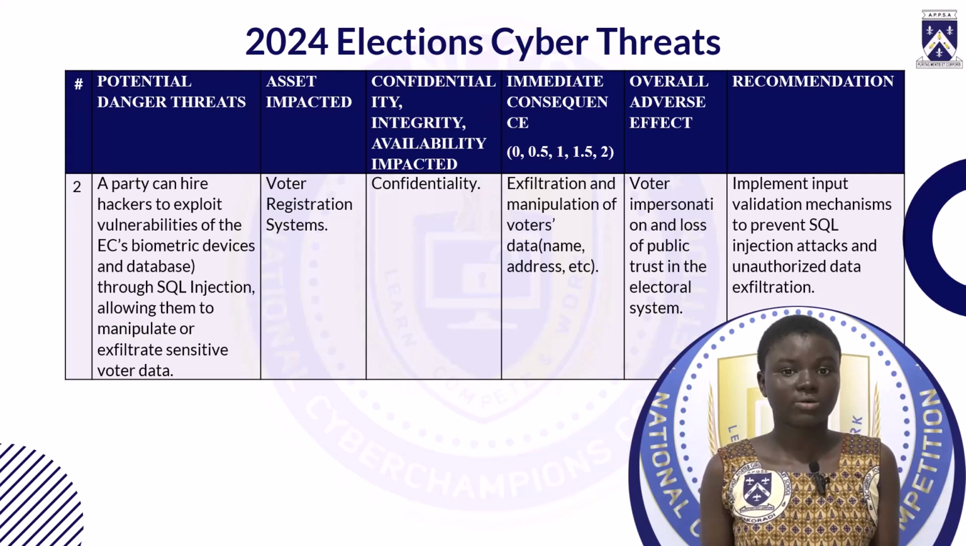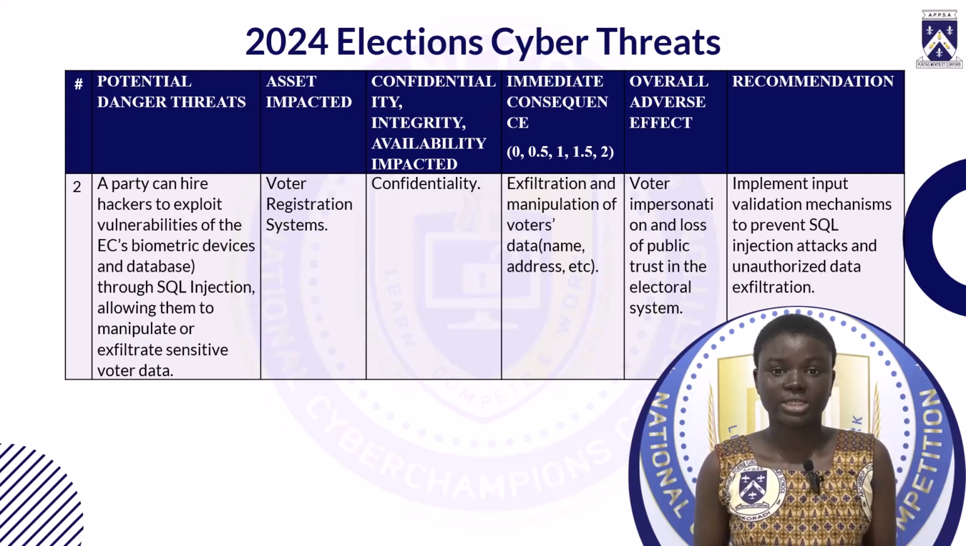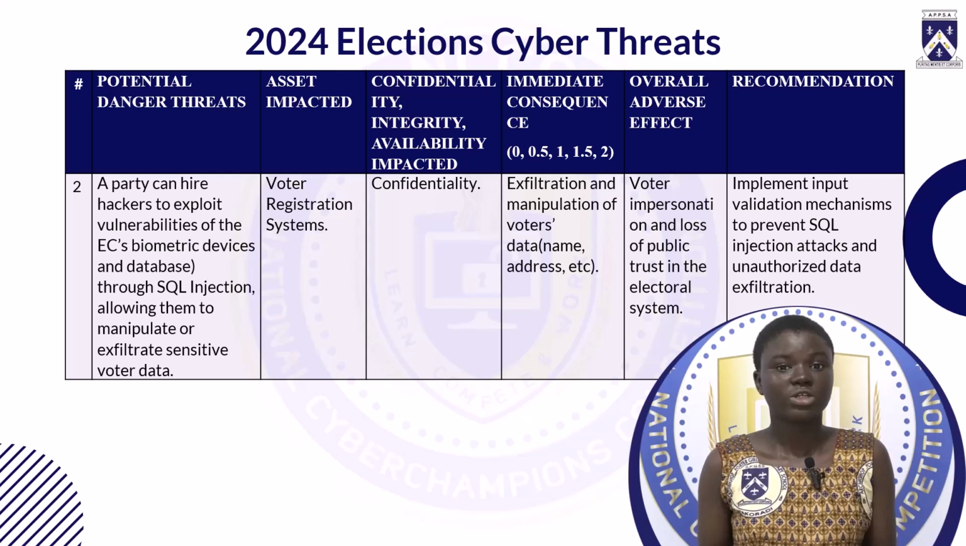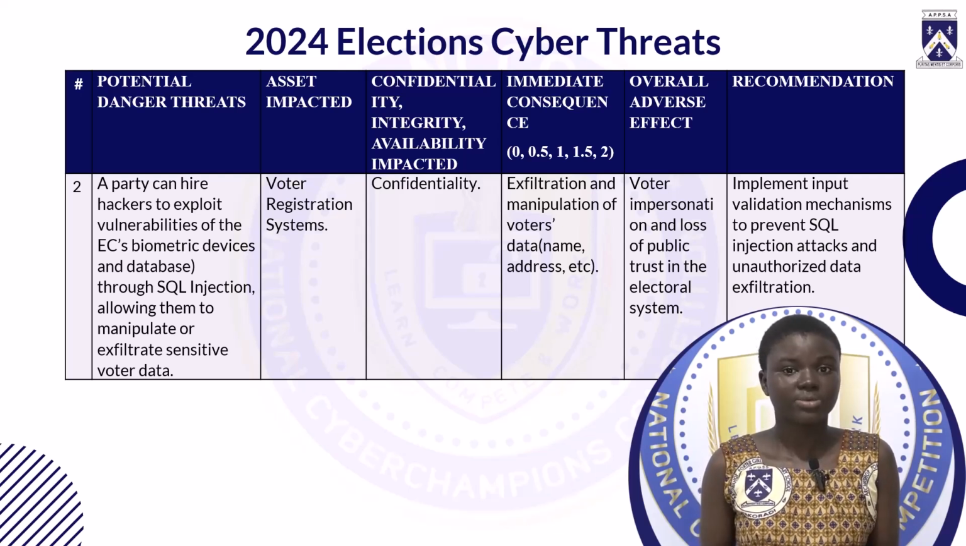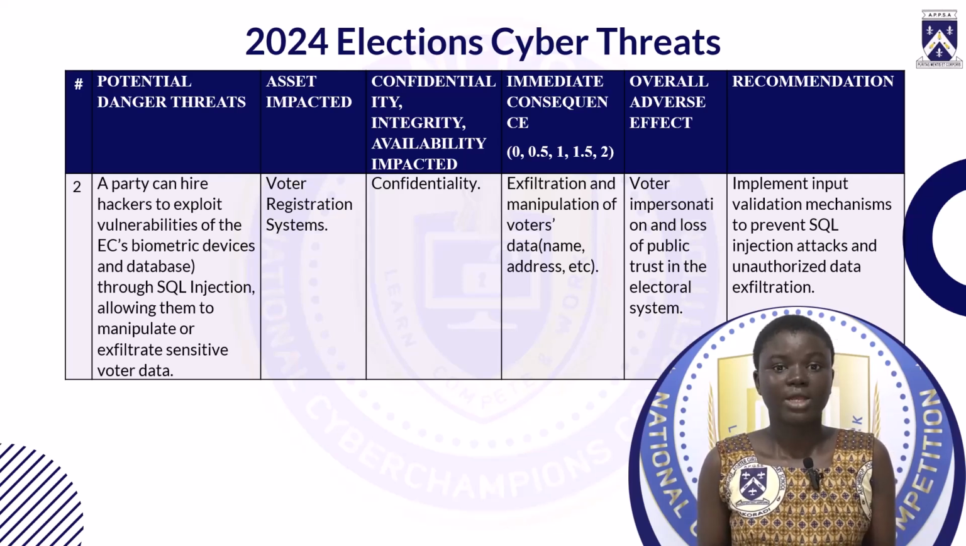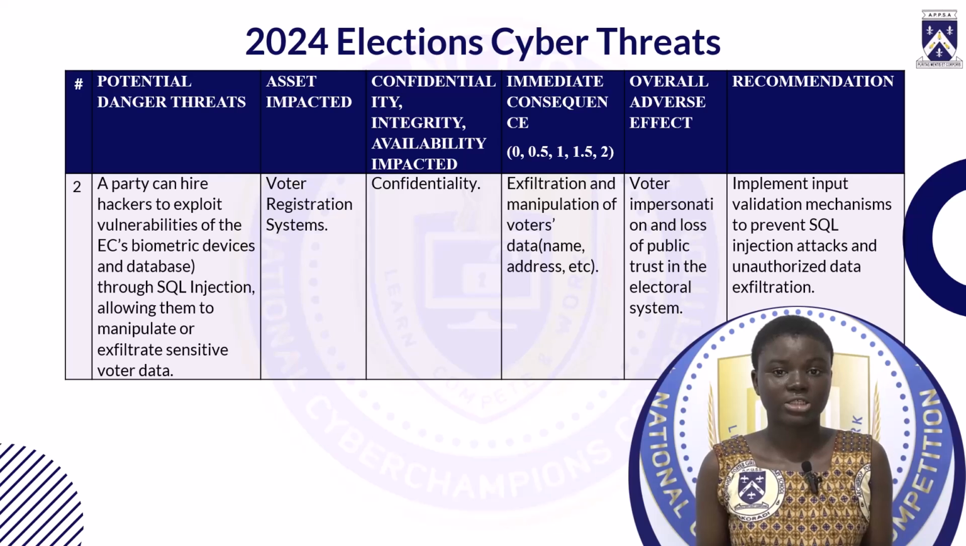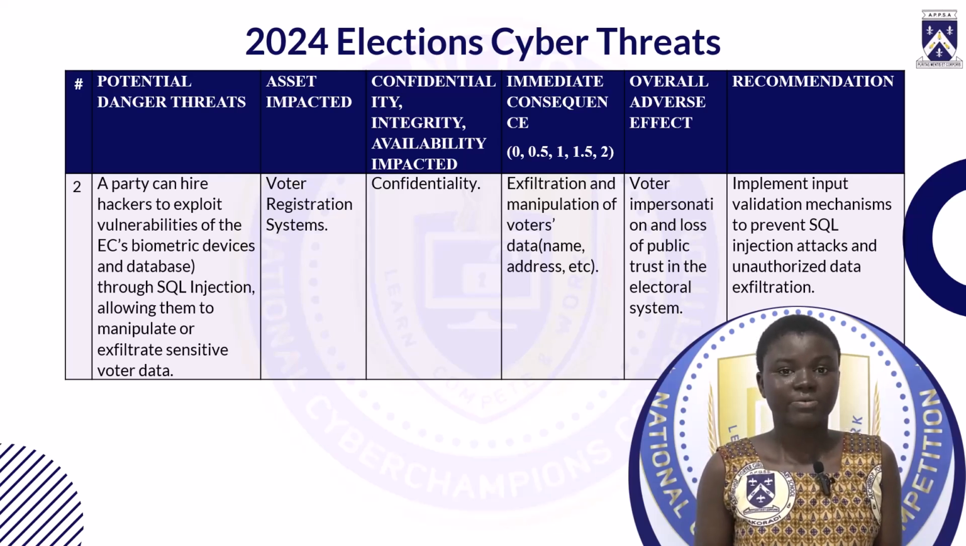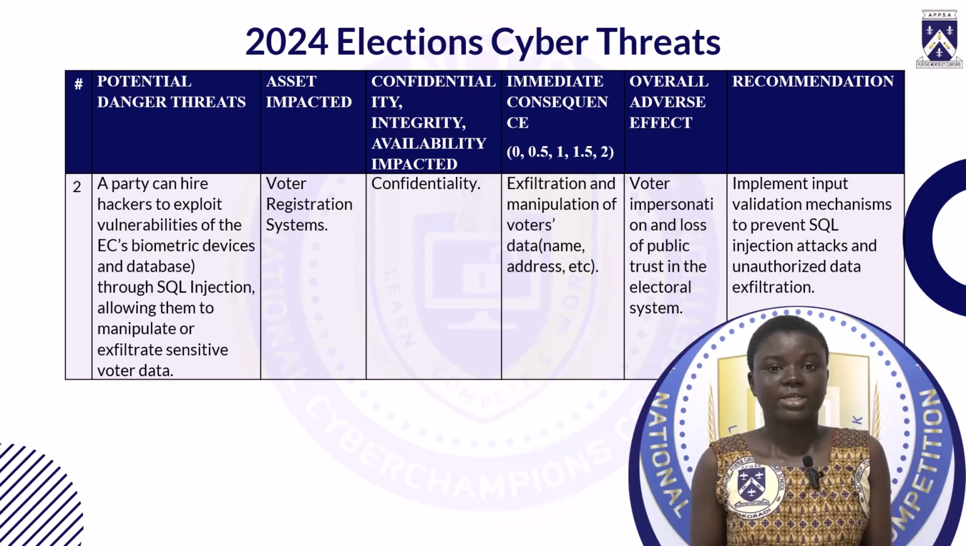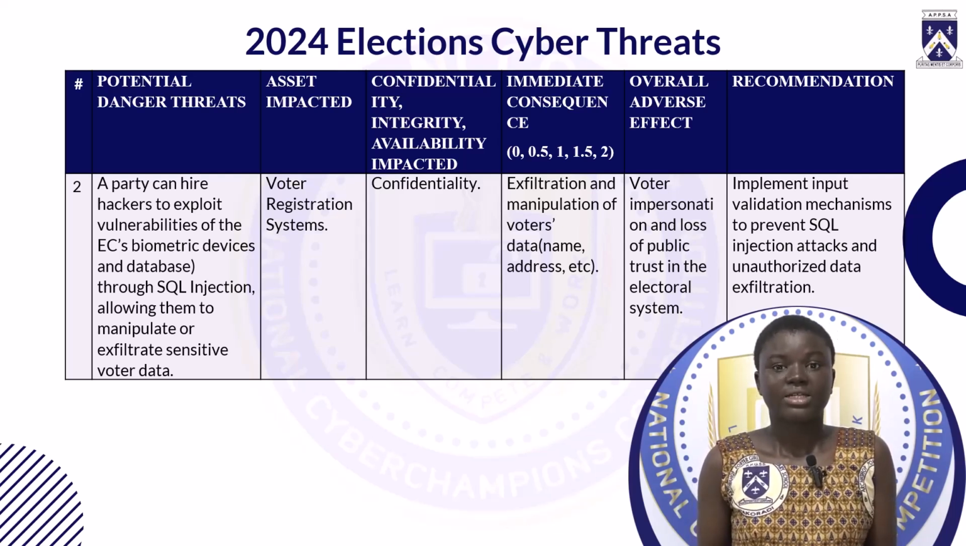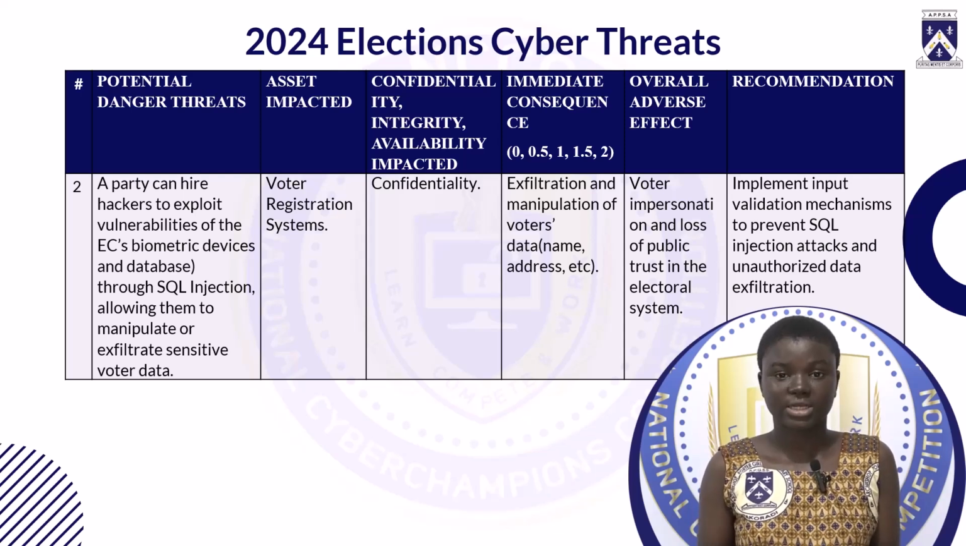Second is the SQL injection. Unauthorized or even authorized people may be hired to inject malicious code into the voter registration system to manipulate and exfiltrate some personal voter data, such as names and addresses. This data could be used to suppress or even impersonate the voter, making the public lose trust in the election, affecting the confidentiality of the election. This can be prevented by implementing input validation mechanisms, that is, sanitizing any data inserted in the system.